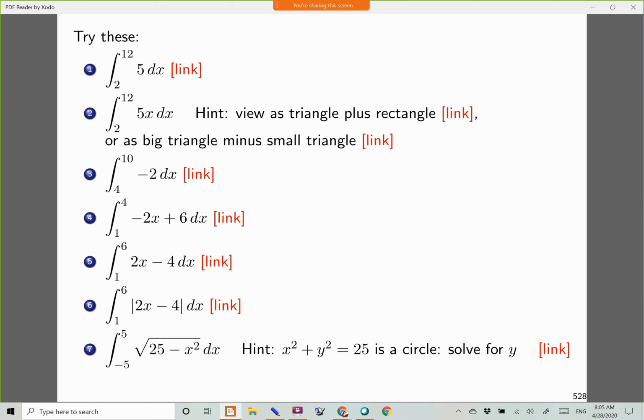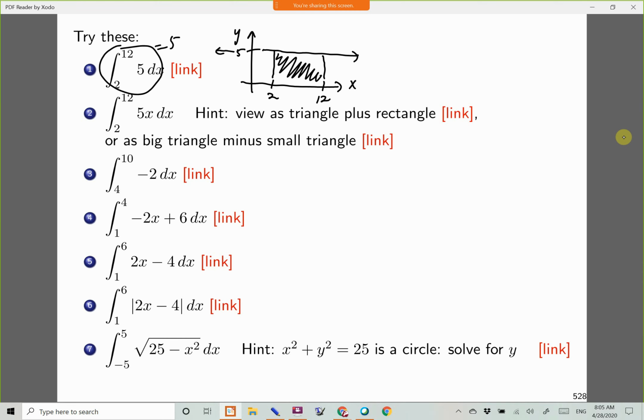How are we doing on the first one? I'll draw a little sketch here. X and Y axes. X coordinates of 2 and 12 were provided by the problem. This function is just y equals 5. So the graph is a completely horizontal line, right? Then the region we're talking about is this rectangle right there. It has a height of 5 and a width of 10, 12 minus 2. So the final answer to this question ought to be 50.